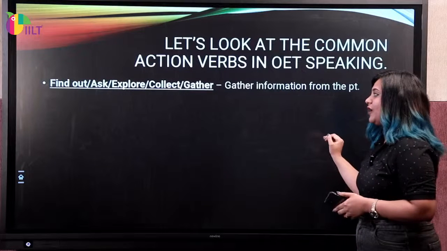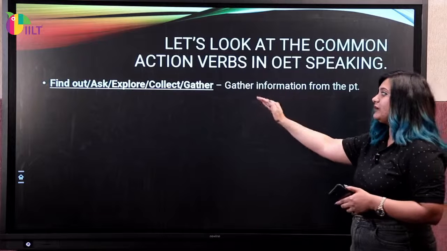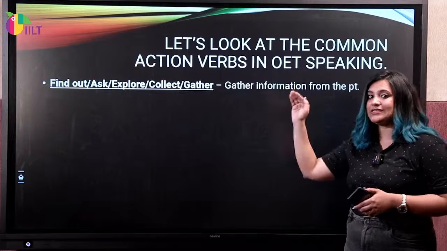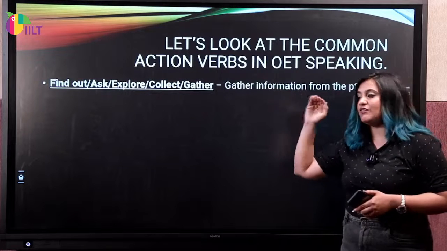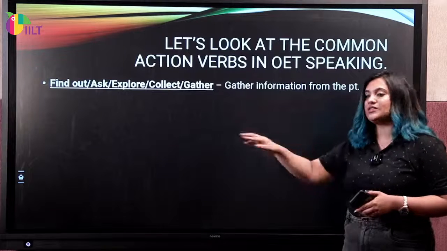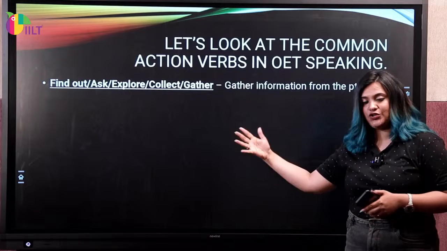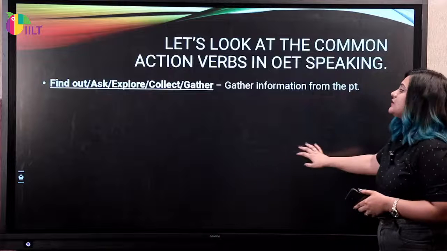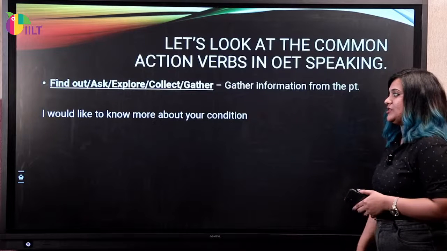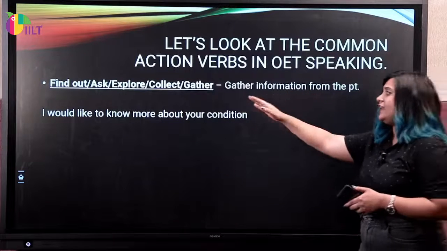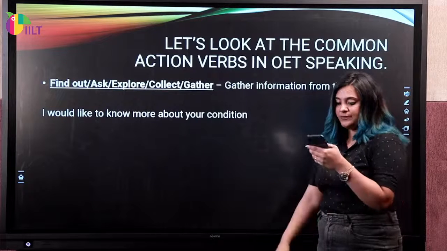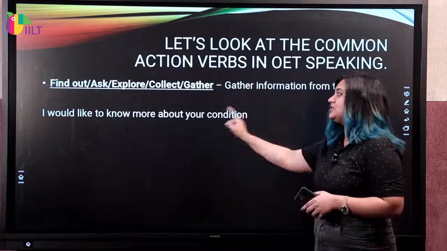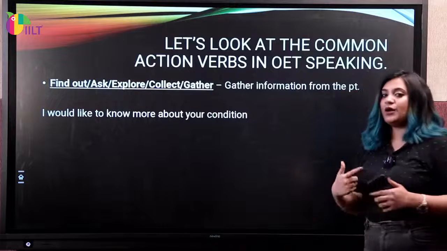Okay, that's the reason why I've clubbed all the different action verbs which indicate the same thing together, so that if any of these come, you can use the statements which we are going to discuss later. Okay, so let's see the first statement that you can use. If you get any of these action verbs, a really good statement that you can use is, "I would like to know more about your condition."